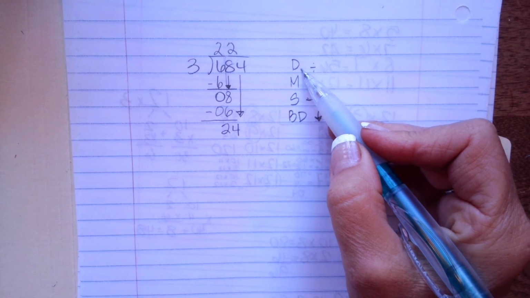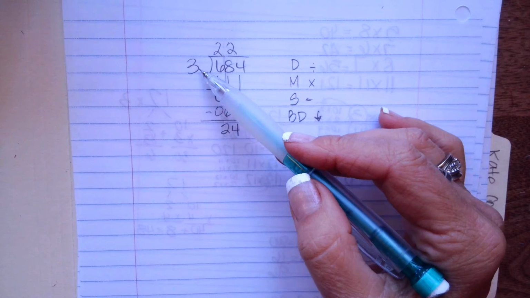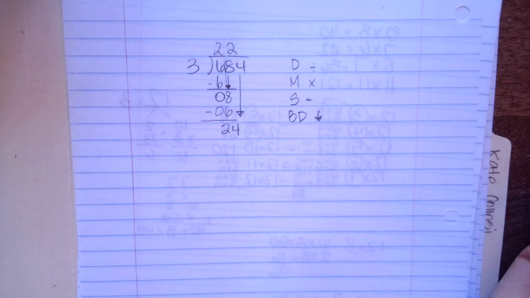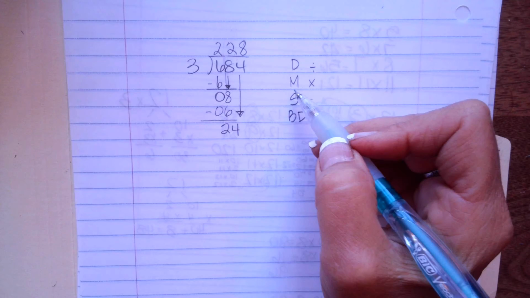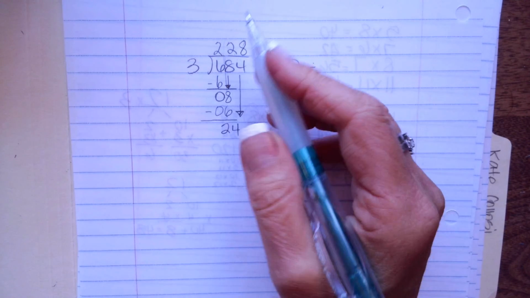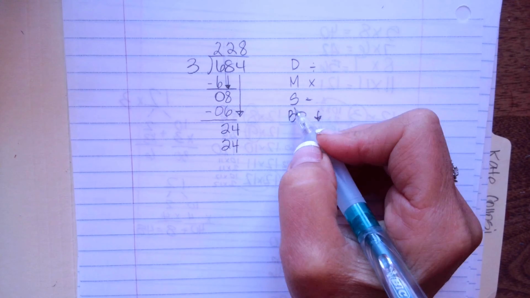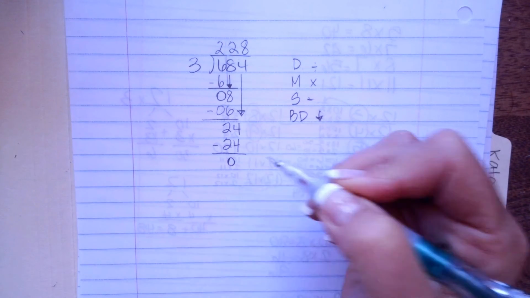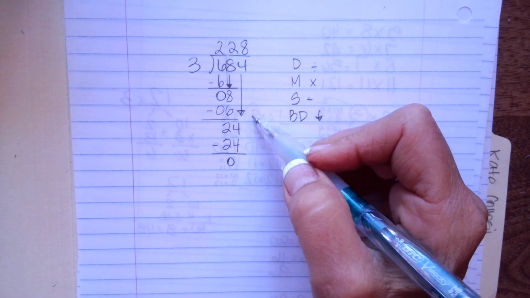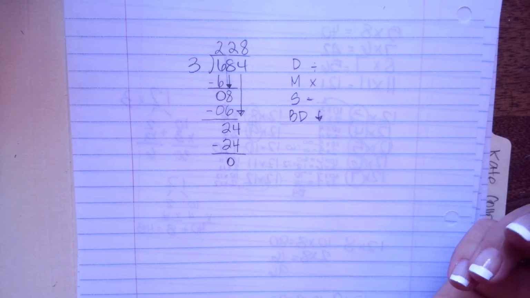Now I go back up to division. 3 goes into 24 how many times? 8. Now I multiply. 8 times 3 is 24. Then I subtract. 24 minus 24 is 0. There's nothing left to bring down, so that is my answer.